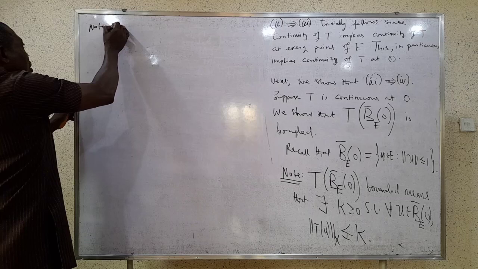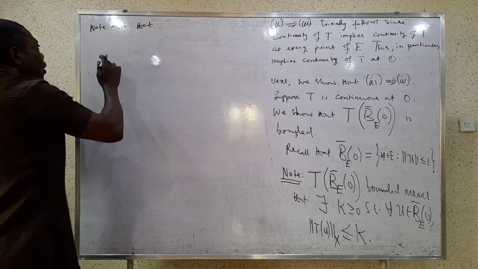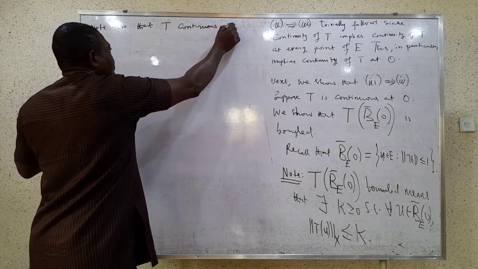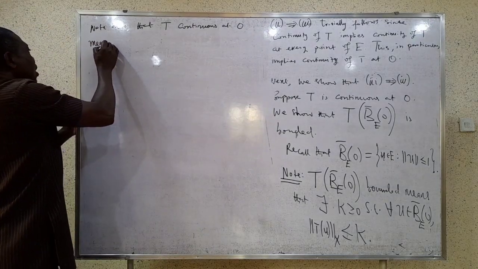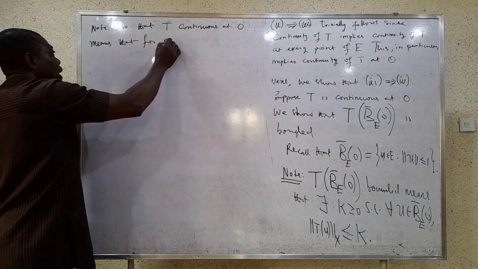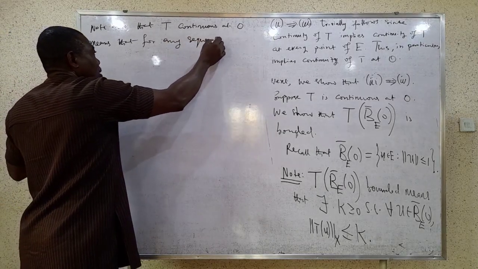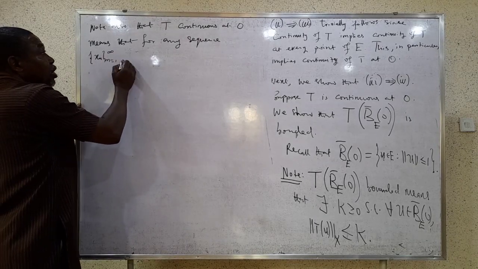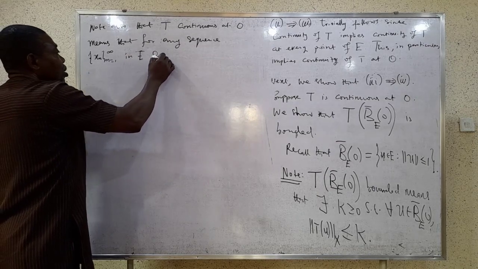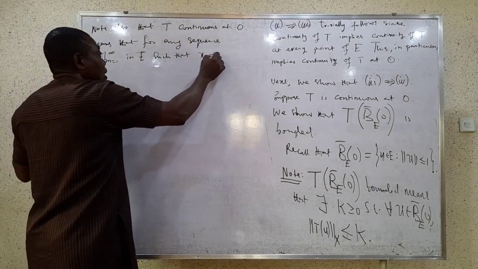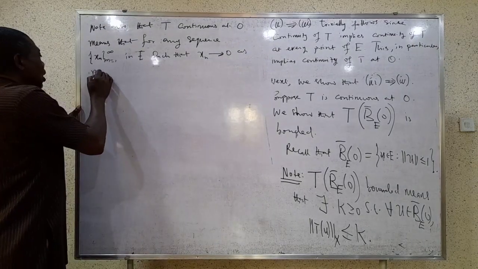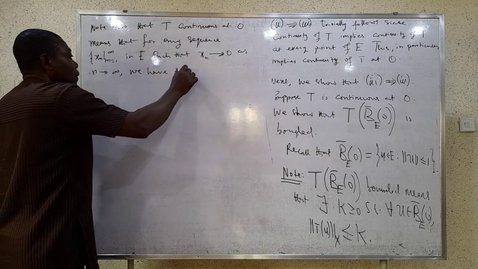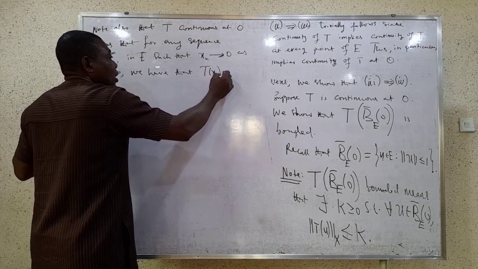Note also that T continuous at 0 means that for any sequence, say x_n, n equals 1 to infinity in E, such that x_n tends to 0 as n tends to infinity, we have that T of x_n tends to what?